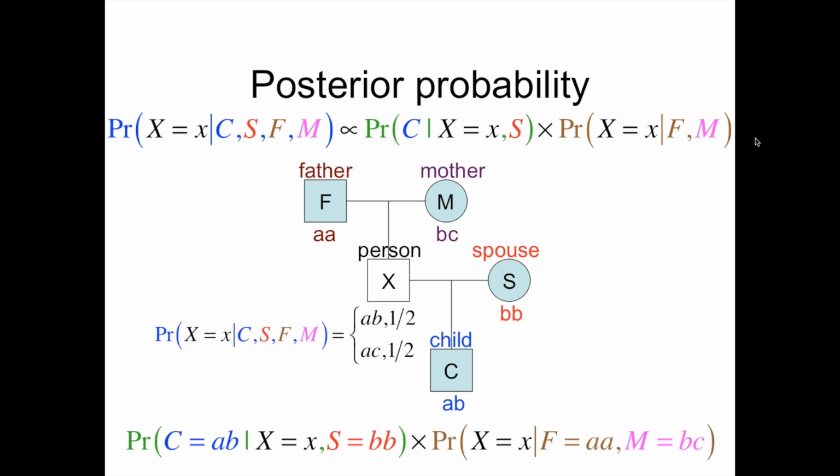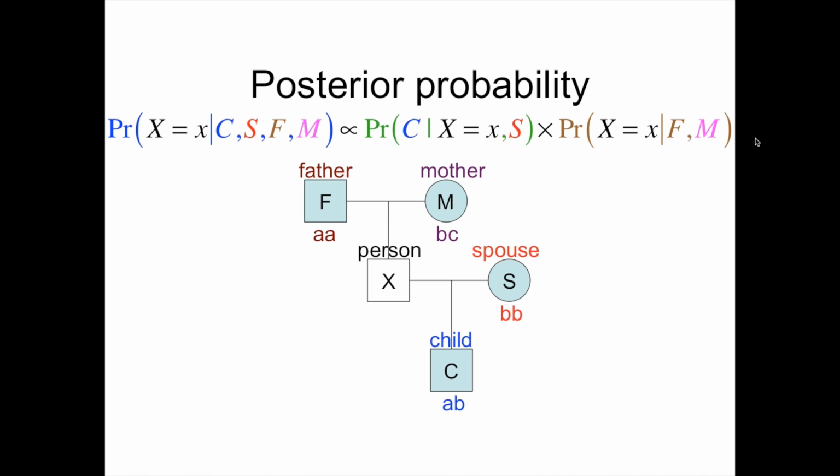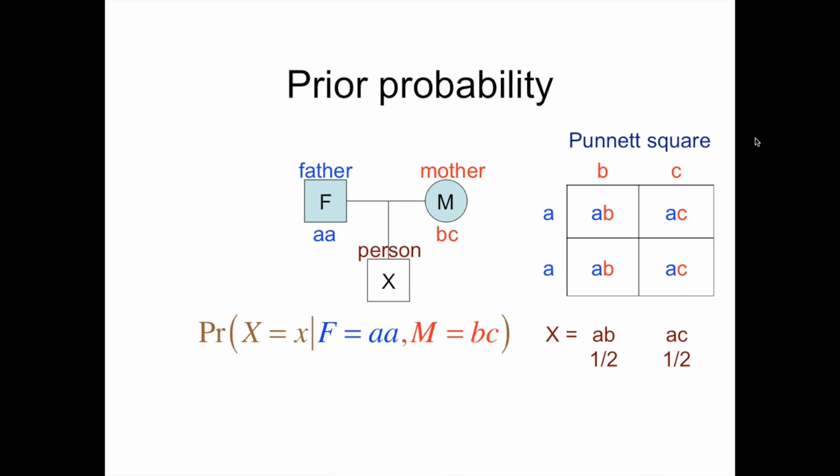So let's calculate that. If we look on the bottom right, we have the prior probability in brown of the genotype X, assuming a value x, given that the father is an AA and the mother is a BC. But we already solved that problem with our Punnett square, and on the bottom right of this slide, we see that the probability is 1/2 that X is an AB, 1/2 that X is an AC, and 0 that it's anything else. So we've already restricted the situation so that the genotype must be an AB or an AC with equal probability.